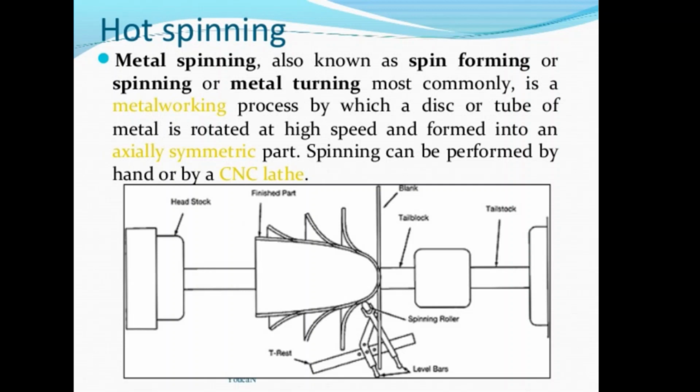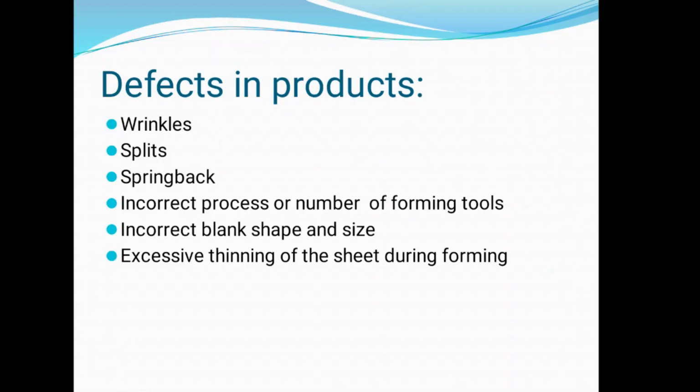Metal spinning, also known as spin forming or metal turning, is most commonly used. It is mainly done on CNC machines and lathe machines, and those are used as hot spinning machines.